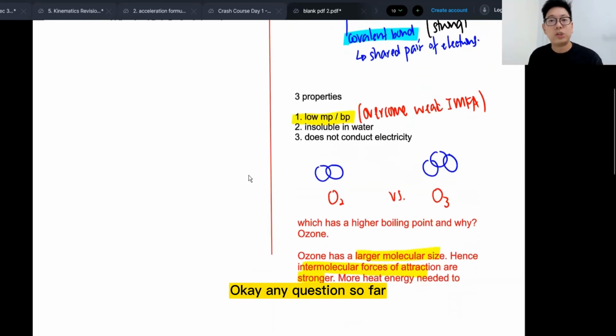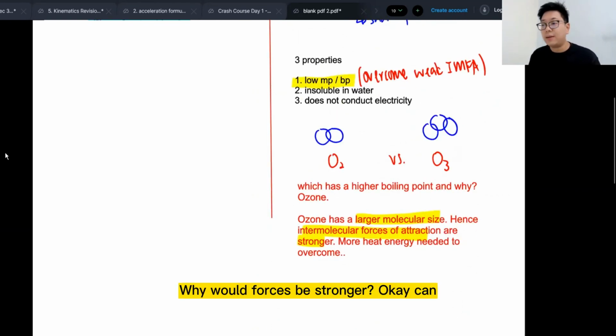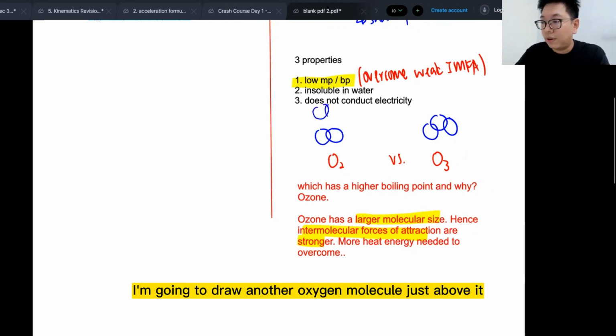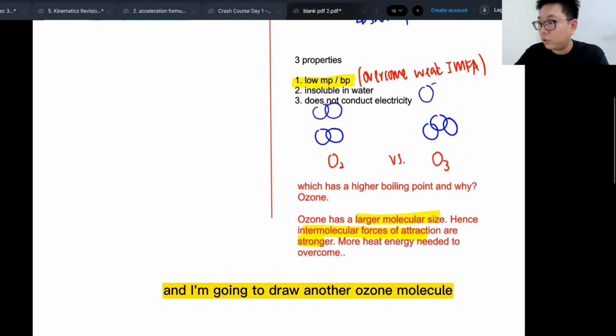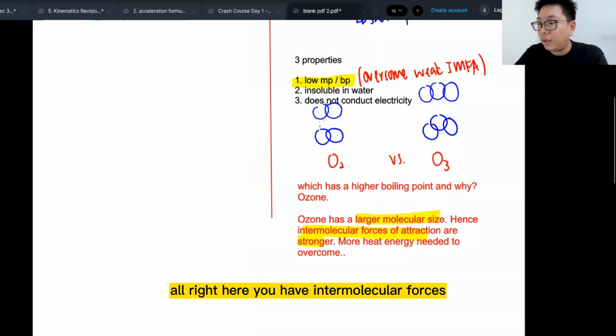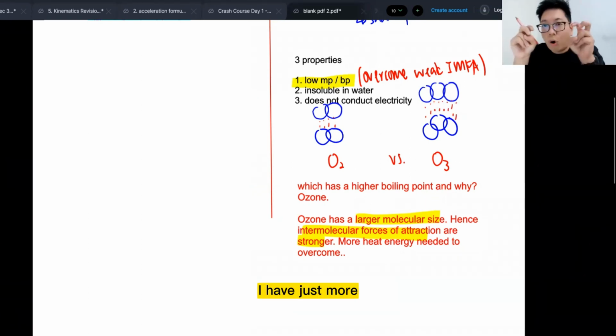Any questions so far? Why would forces be stronger? So maybe it took you a while to type that, so let me try. Here, I'm going to draw another oxygen molecule just above it, and another ozone molecule just above it. Think about it in terms of surface area. Here you have intermolecular forces, and imagine they are spaced out equally. I have just more. But in chemistry we don't say more, we say strong.